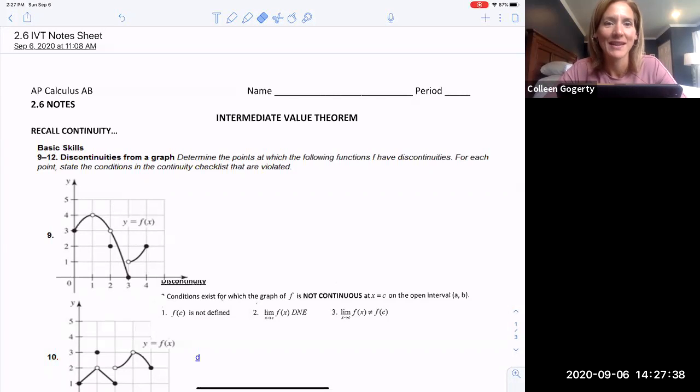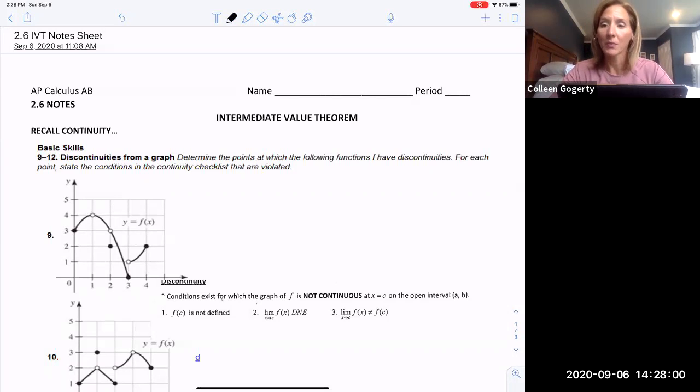Just coming with the next part of section 2.6. Today we are going to be discussing the intermediate value theorem and trying to make sure that you have all of section 6 down. So last video we were discussing continuity and taking a look at what are the conditions for continuity within a graph.